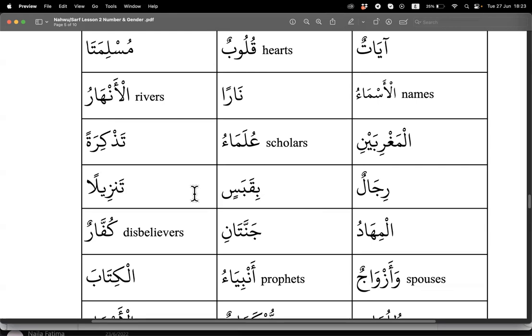Good. Of course, this is what gender? Masculine. And number is singular. Yes, good. Tanzilan. Tanzilan is nasab, masculine, and singular. Yes, good.